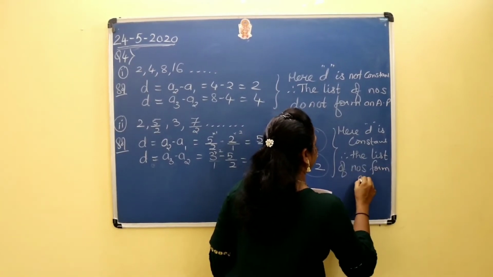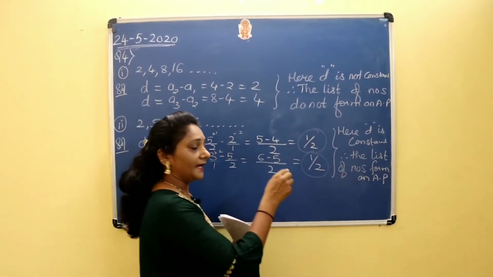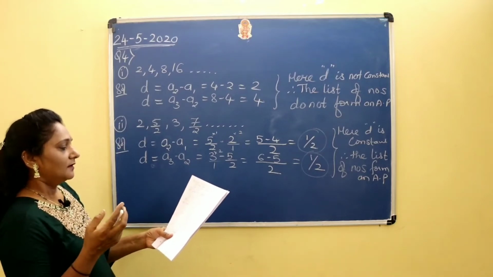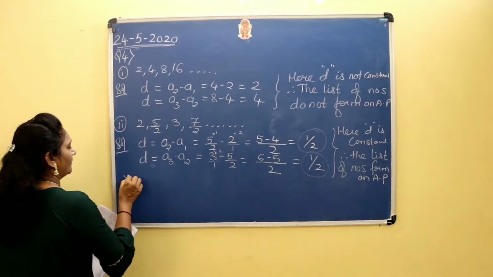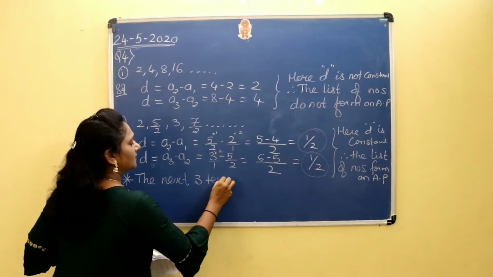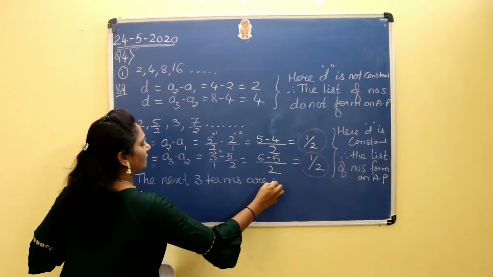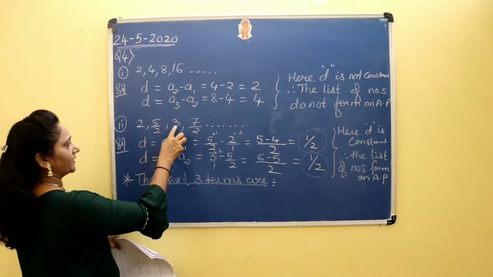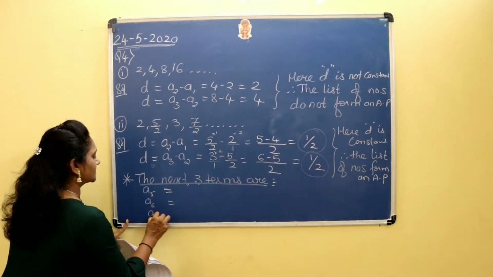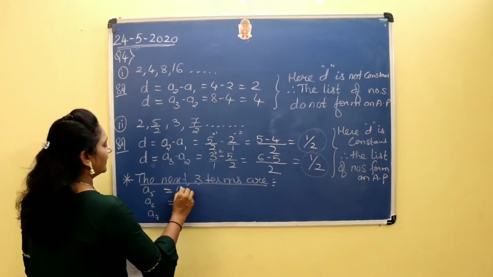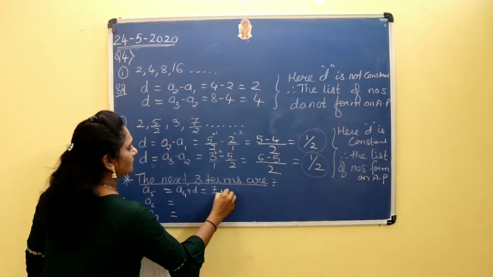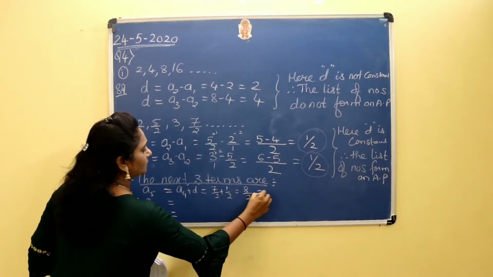Here d is constant. Therefore, the list of numbers form an AP. Okay, if they are forming an AP, then we have to find out the next 3 terms as mentioned in the question. Write 3 more terms. Then you have to write the next 3 terms. So we are already having a1, a2, a3, a4. So we have to find out a5, a6 and a7. So what is a5? a4 plus d. a1, a2, a3, a4. 7 by 2 plus 1 by 2 will give you 8 by 2, that is 4.